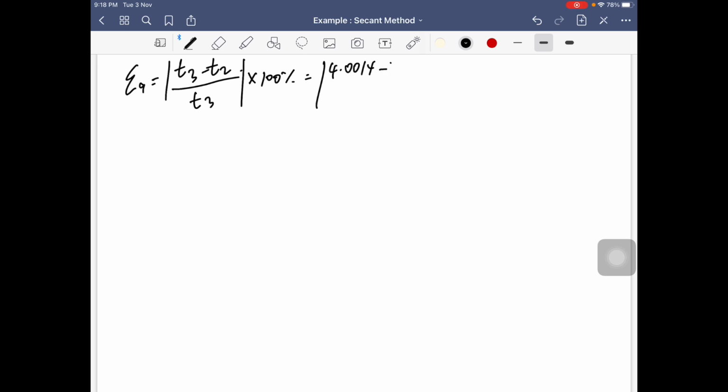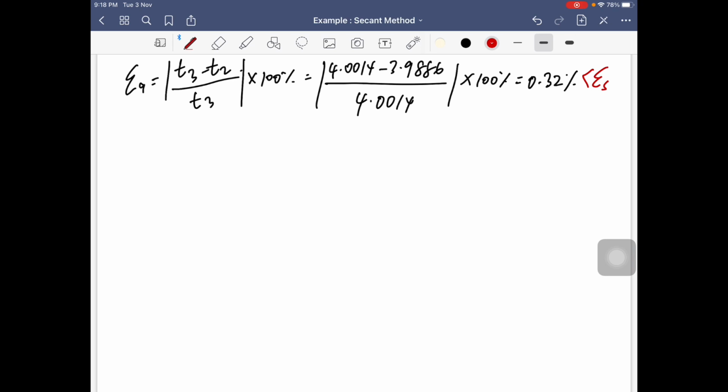So we have here 4.0014 minus 3.9886 divided by 4.0014, and then we multiply with 100%, and if you calculate, you should get 0.32%. Then luckily we achieved the stopping criterion, because the stopping criterion is 0.5%. Therefore we need to stop the computation process.